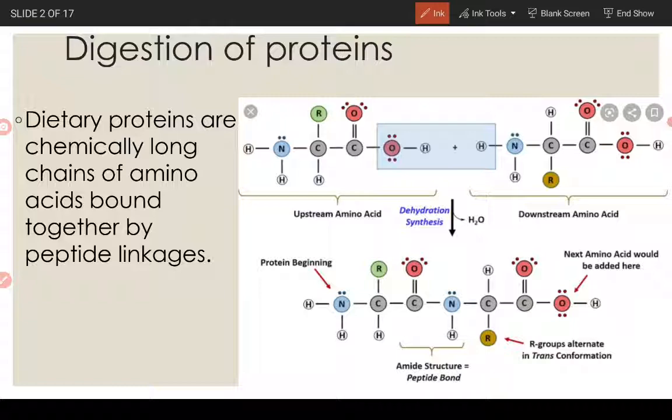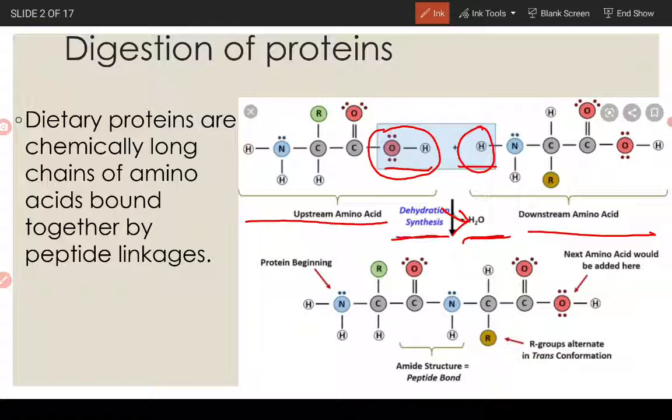Here we can see how a protein or peptide linkage is formed. This is one amino acid and this is another amino acid. The OH of the carboxyl group of one amino acid and the H of the NH2 group of another amino acid come together and dehydration occurs. OH plus H, water is released, and a peptide linkage between the CO group and NH group is formed. This is the peptide bond. The peptide bond is formed by dehydration.